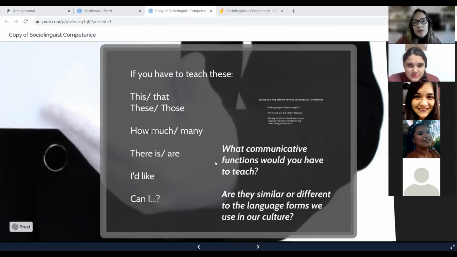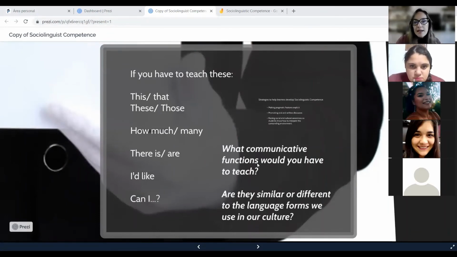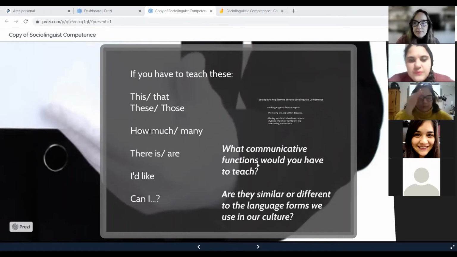So you need to focus on what communicative functions you would have to teach for each of these language items, and if they are similar or different to the language forms that we use in our culture, okay?